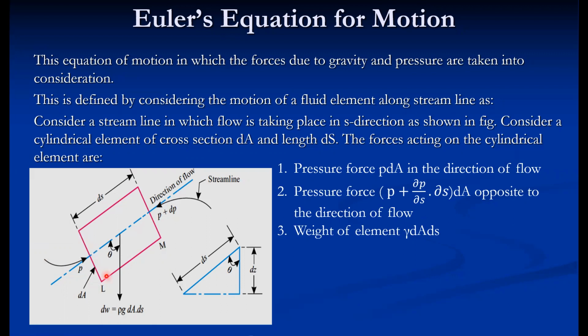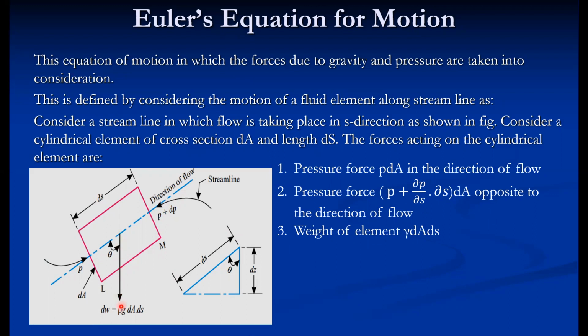As pressure is a surface force, P plus ∂P/∂s into ds is the intensity of pressure here. That intensity we can calculate according to Taylor's expression, that is f of x plus f dash of x into ds, and dA is the area. So that acts opposite to the direction of flow.